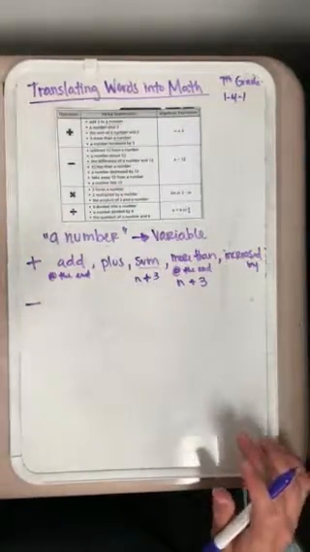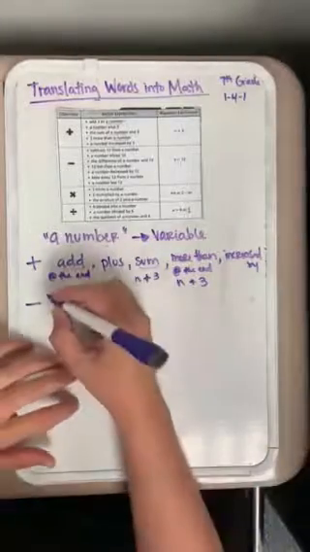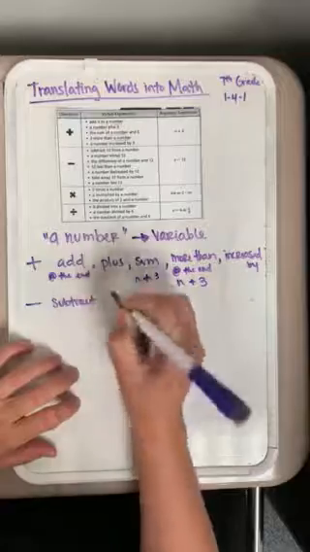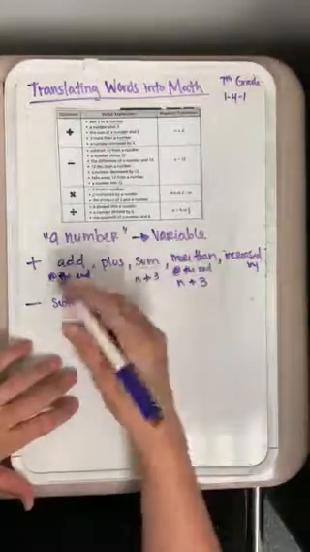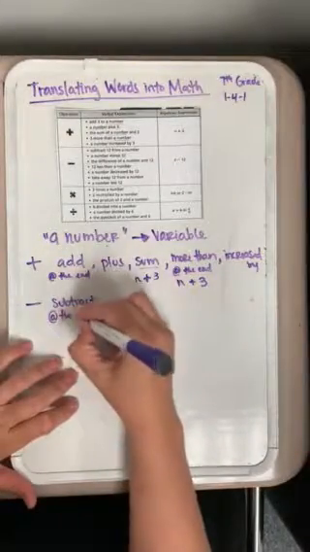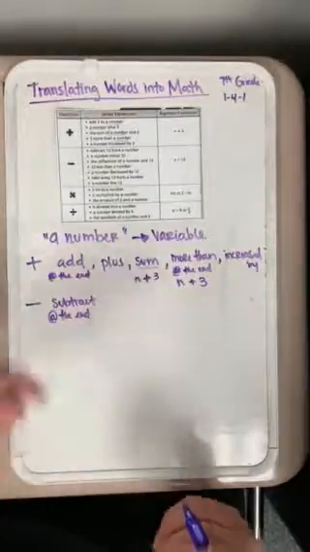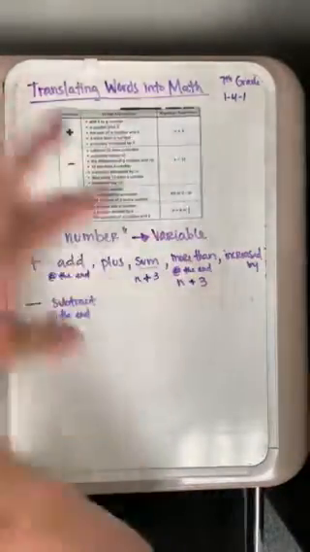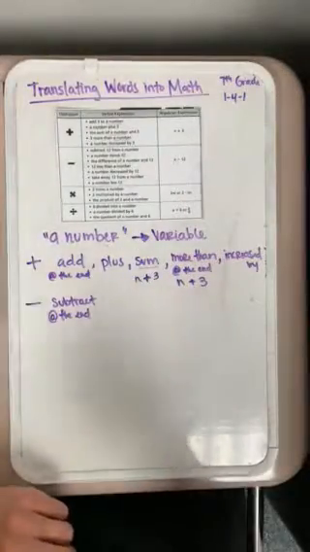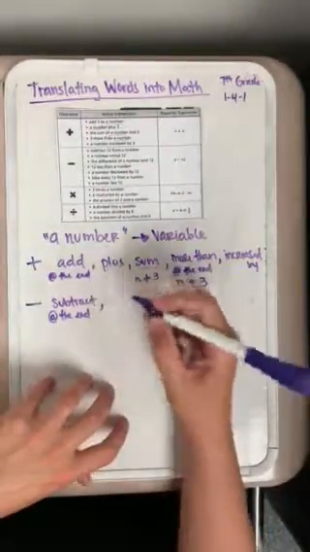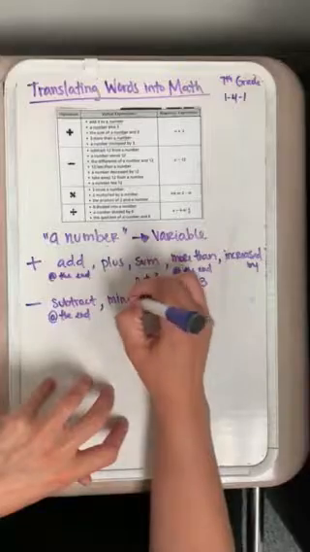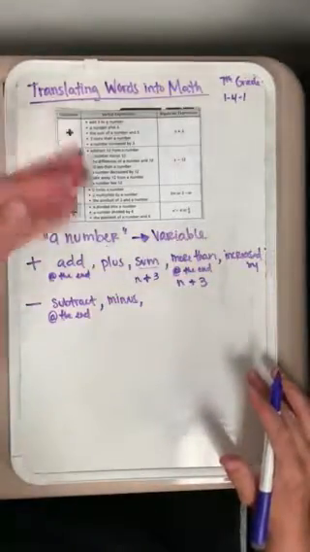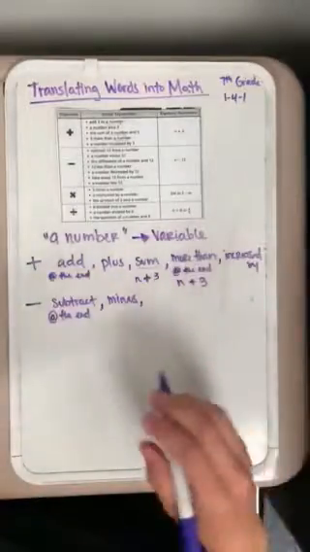So on this first one, it says subtract 12 from a number. So we'll put subtract, and that's one that's going to work at the end. You have to take away something, you have to subtract from something that you already have. So that's why it kind of works backwards. We also have the word minus, which is just normal, like a number minus 12.